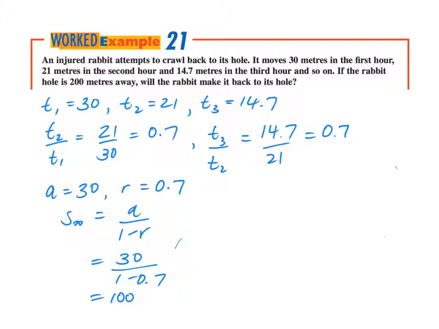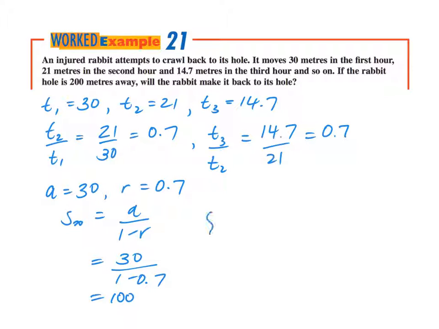So what does this mean? Well, it means that if the rabbit keeps traveling at this geometric rate, a very smart rabbit, injured but very smart because it's traveling at the rate of a geometric sequence, as it approaches infinity, it will approach 100 meters. Unfortunately, the hole is 200 meters away, so the rabbit won't make it to its hole.